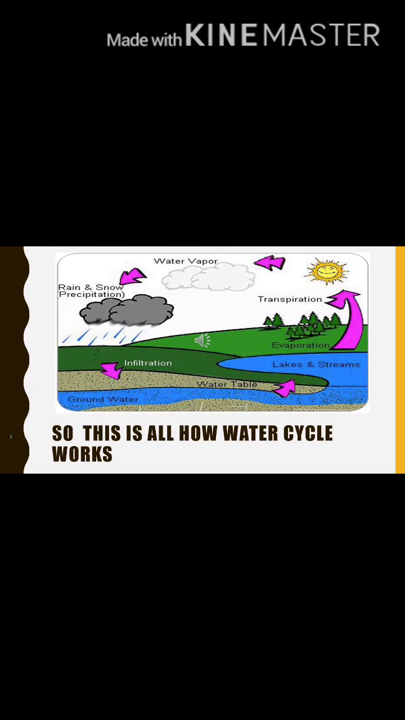Now, these water droplets move higher in the air where the temperature is very low, so they condense or cool down to form clouds. Now these clouds give rain on the surface of the earth, which is known as precipitation. Now this cycle goes on and on and on. This is how your water cycle works.